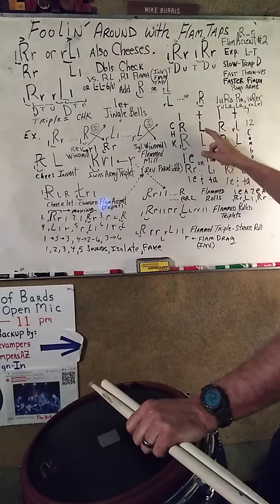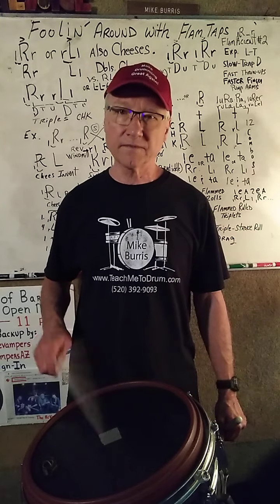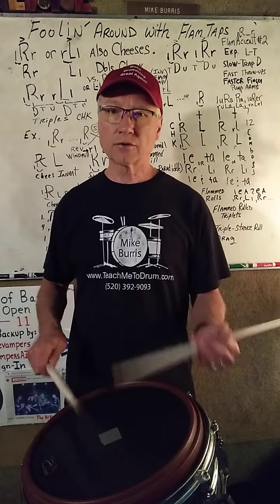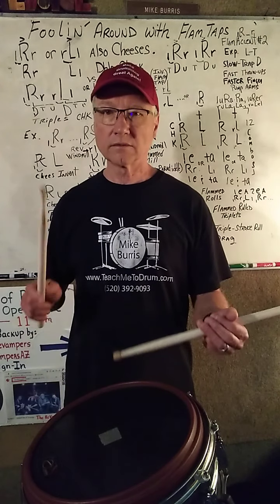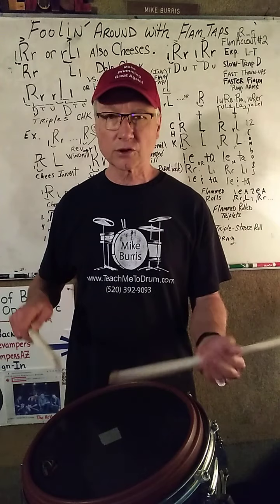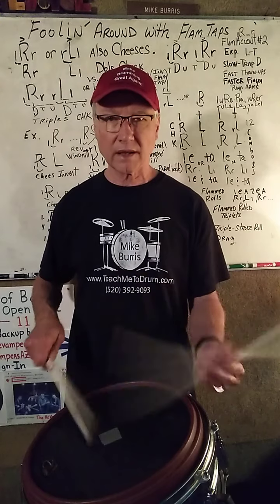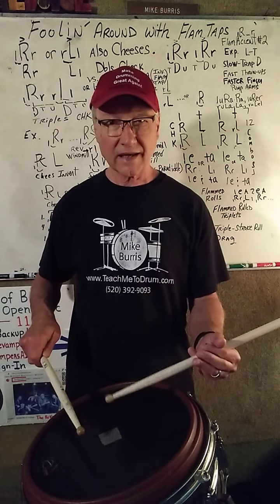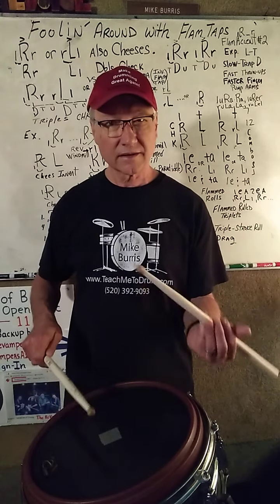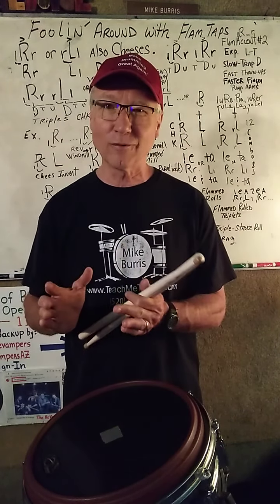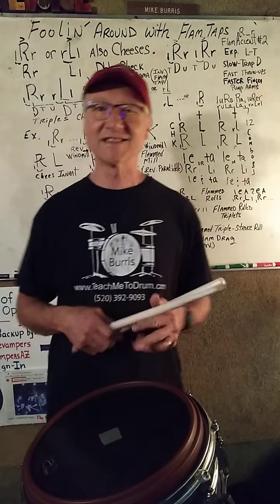So triplets are 1 E, 2 E, 3 E, 4 E, triplet, triplet, right? So you could go triplet, trip, let, trip, let, trip, let, trip, let, trip. So it's just phrasing what's normally groups of 2s and 4s into groups of 3s and 6s.